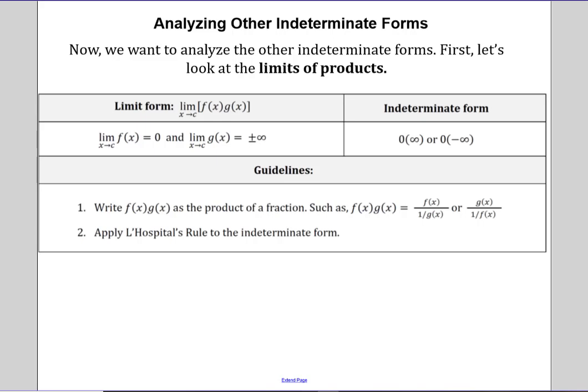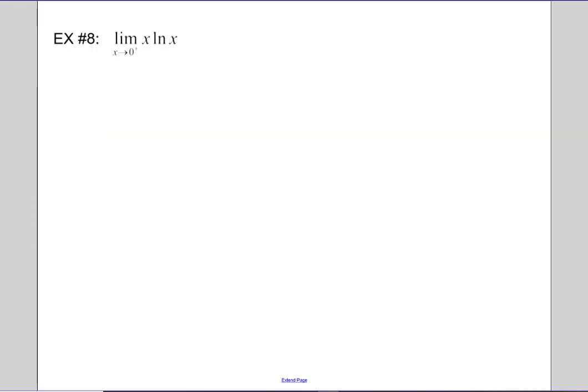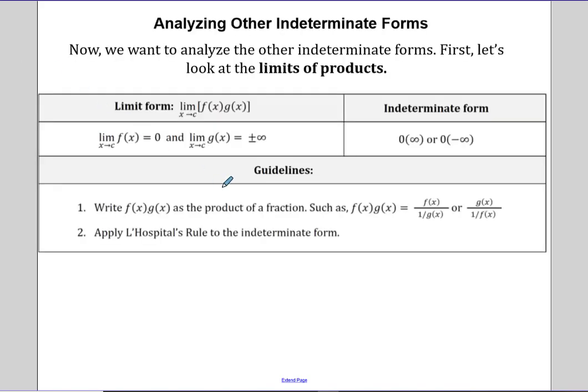Here we are, we're going to look at case number 2, where we either have 0 times infinity or infinity minus infinity. And we're going to look at how to apply L'Hopital's rule in this section. If you notice the little tip down here, we're going to rewrite that as a fraction.